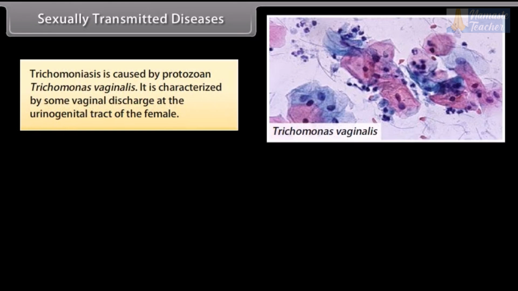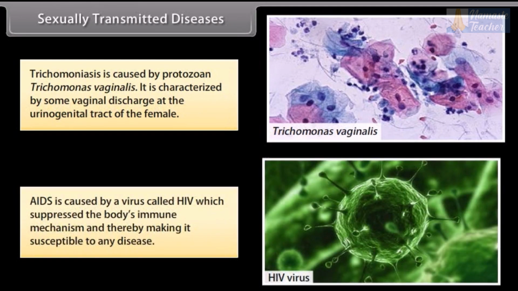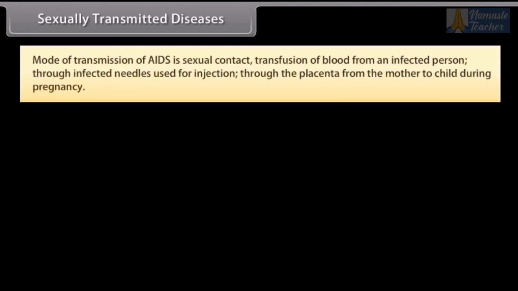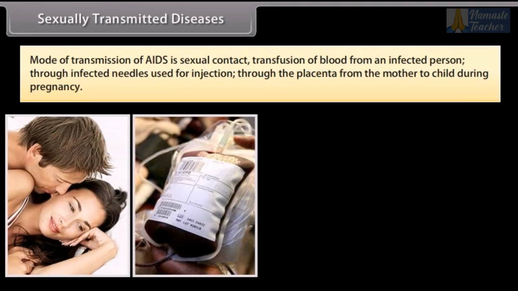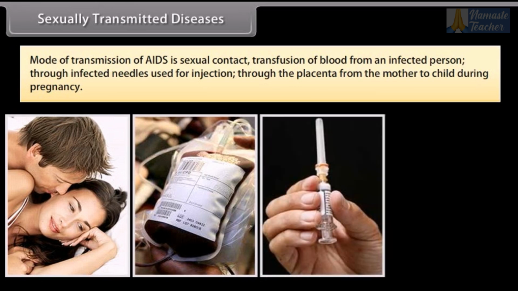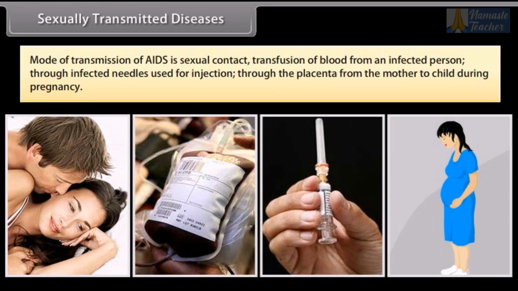Trichomoniasis is caused by the protozoan Trichomonas vaginalis. It is characterized by some vaginal discharge at the urinogenital tract of the female. AIDS is caused by a virus called HIV, which suppresses the body's immune mechanism, thereby making it susceptible to any disease. Modes of transmission of AIDS are sexual contact, transfusion of blood from an infected person, infected needles used for injection, and through the placenta from the mother to the child during pregnancy.